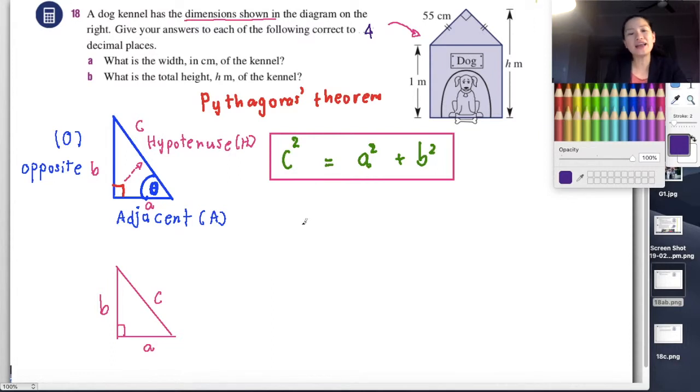I encourage you every time when you read the question, try to read it twice. Read again, what is the width in centimeters of the kennel? So they want you to find here. Look at the picture. Well, what do you think? How do we solve it? How about we use the Pythagoras rule? Can we use it?